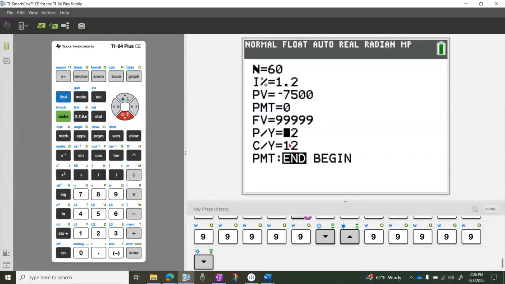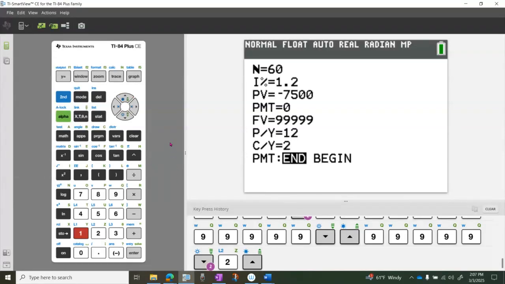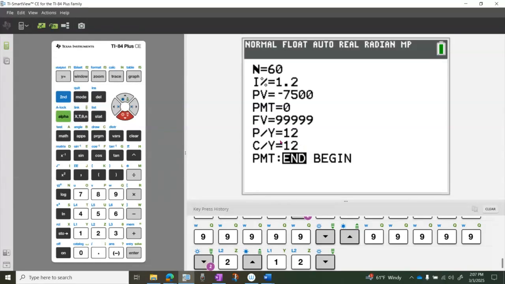If the interest is compounded once a year, put a 1 here. If it's semi-annually, 2 here. Quarterly, 4 here. Monthly, 12 here. Daily, 365 here. In our example, interest is compounded monthly, so it's 12. As you can see, if I change this to 12, automatically the C per Y changes to the same. So those two values are always the same.